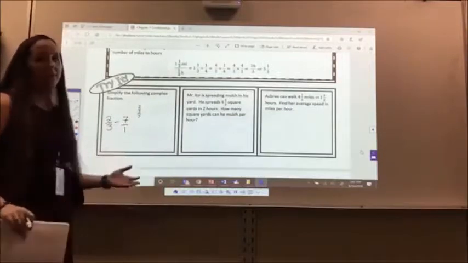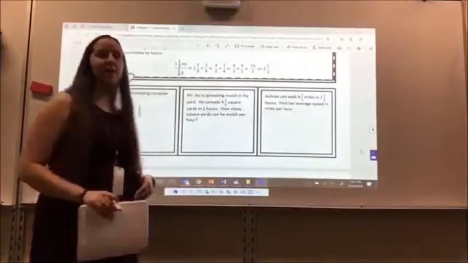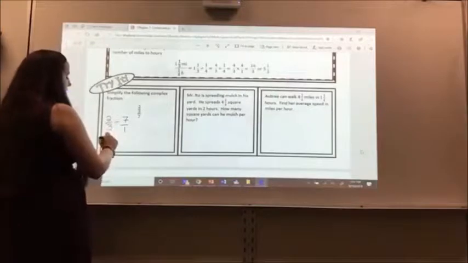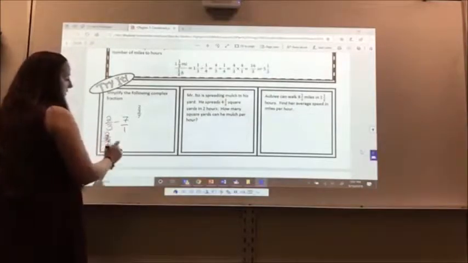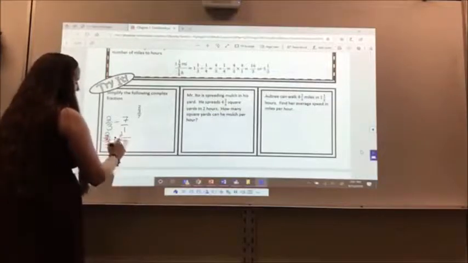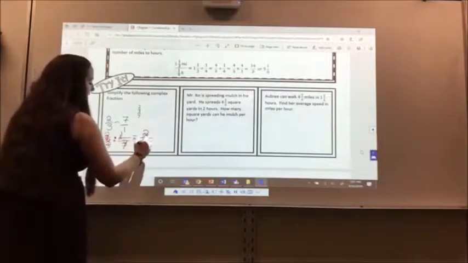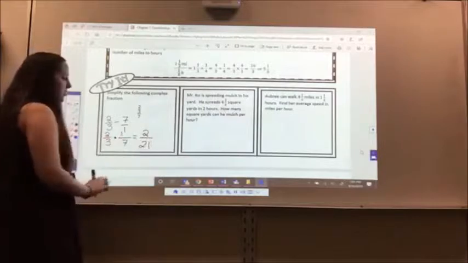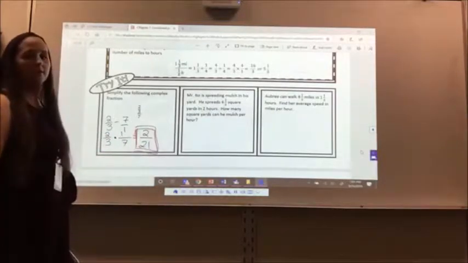Remember, any whole number can be written as a fraction. You just have to put 1 in the denominator. Okay, so now I'm going to use keep, change, flip. I'm going to take 2/3, keep that the same, change my division sign to a multiplication, flip my second number. 2 times 1 gives me 2, 3 times 7 gives me 21. Now I can't simplify this any further, so my answer is going to be 2 over 21.